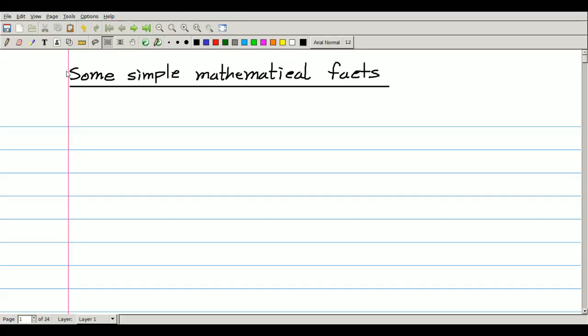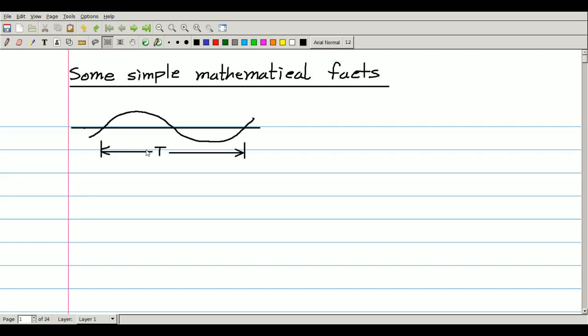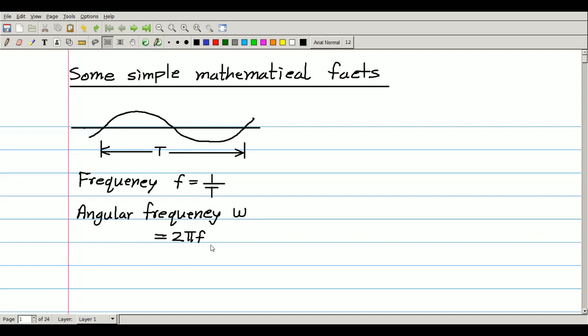Hello and welcome. Let us start with some simple mathematical facts. Consider a periodic sinusoidal signal with time period capital T. That means frequency f is 1 over capital T and angular frequency omega will be 2 pi f or 2 pi over capital T.